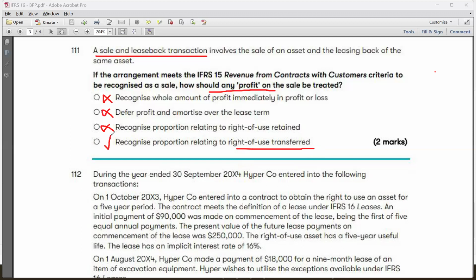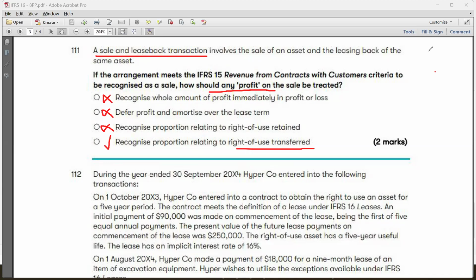Whenever we are dealing with sale and leaseback, and we have to recognize the profit, we will be recognizing the profit that relates to the part that has been transferred. It also makes sense. This is the theoretical part. We are going to do a question where we do the calculation, and on the basis of the market values, we are going to calculate the right of use that has been transferred. So this is just the theoretical part, and when you do the numbers, you will be able to understand it better. I hope this is clear. Moving on to the next one.